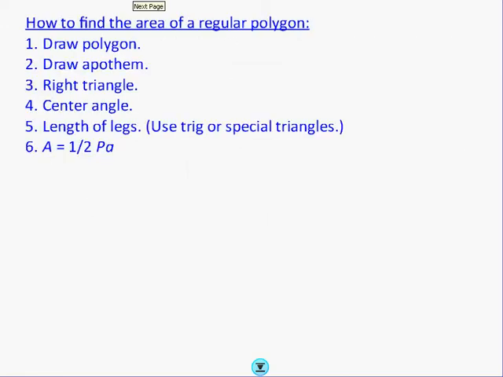These are the steps to using A equals 1/2 PA. The first thing we always need is a picture. The first thing we need to do is draw the polygon, if it's not already drawn. And then an apothem. From the apothem, we're going to make a right triangle. We need to find the measure of the center angle, and then we need to find the lengths of the legs. We'll either use special triangles, in the case of a regular triangle or a regular hexagon, otherwise we'll have to use trigonometry. Finally, we plug stuff into our formula.